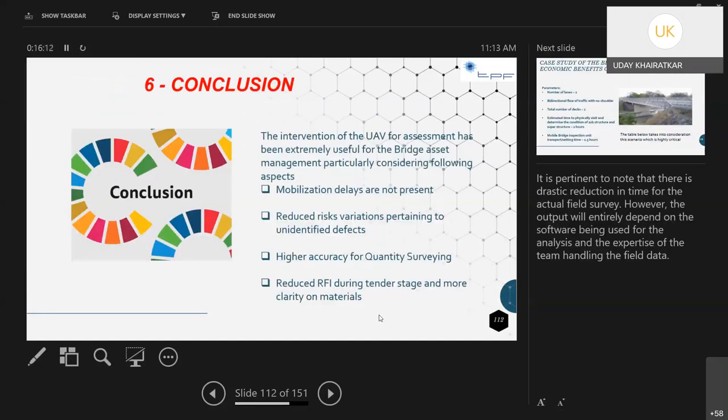What is the conclusion? It is pertinent to note that there is a drastic reduction in the time for actual field survey. We reduce the time so drastically. If you are doing a total station survey, maybe around a maximum of 5 kilometers per day you can do. But here you can do the survey of almost 300 kilometers in a period of 4 to 5 days.